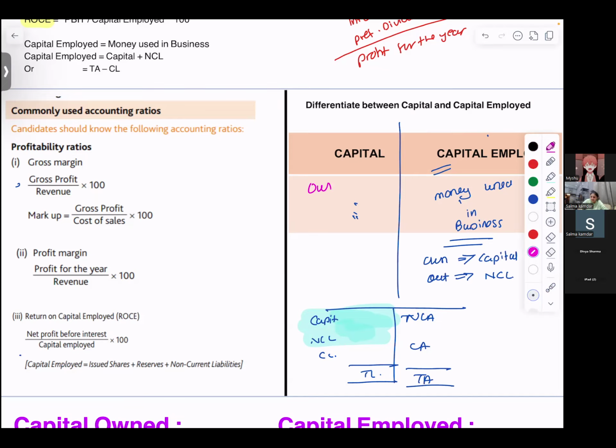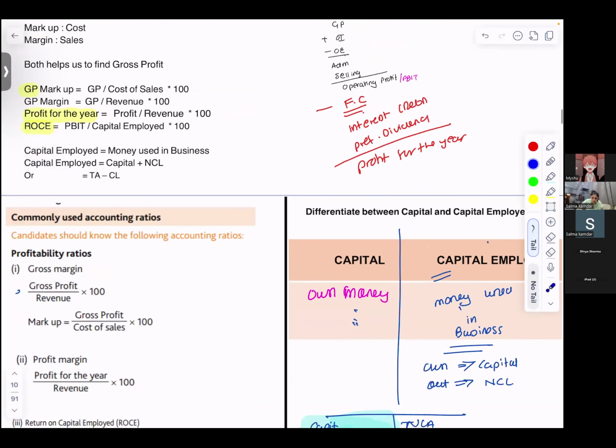Capital is own money. Capital employed means own money plus outsider money, that is, capital plus non-current liability. Own money is capital, and non-current liability is outsiders' money. It could be a bank loan, it could be debentures. These are your long-term loans. When you add both of these, you will get capital employed. Are you with me? So capital employed means money used in the business.